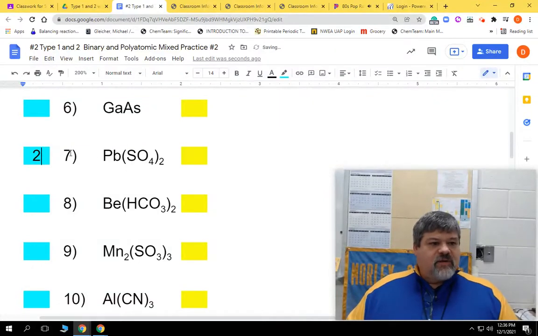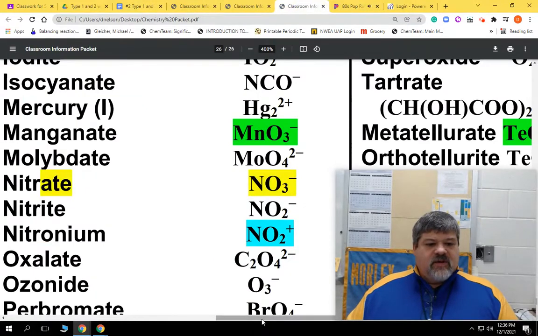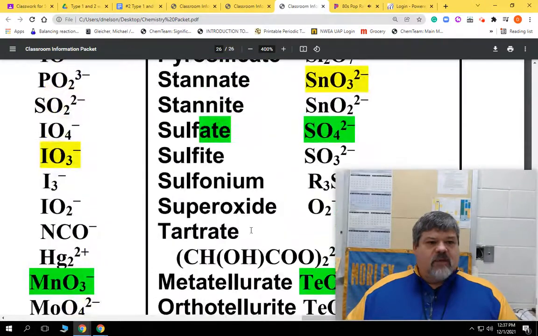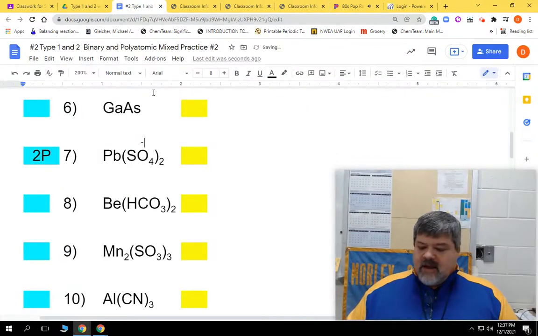And I have more than 2 capital letters, so it must be polyatomic. I don't know what the charge of lead is, but I do know what SO4 is. So if I go to SO4 in my polyatomic ion sheet, which is going to be in the 3rd column, and I go up right there a little bit, there it is, SO4 sulfate. It's a -2. So I'm going to go back over here and put a -2.